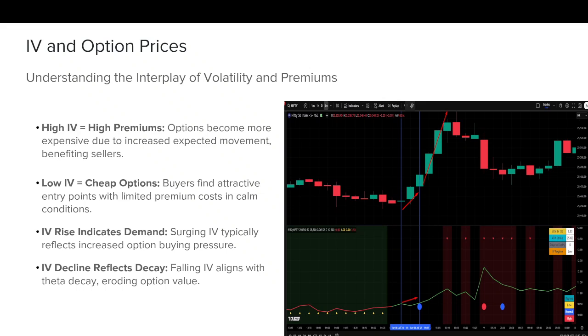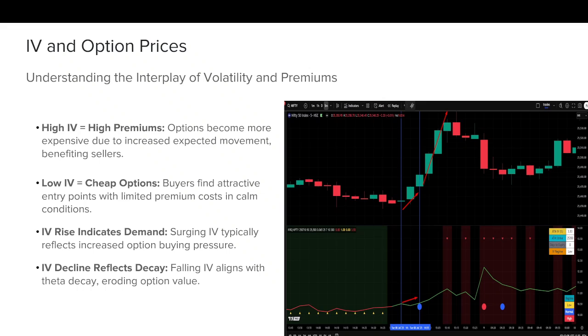Now, the relation between IV and option pricing is foundational in options trading, whatever options you trade. When IV is high, option premiums inflate because the market anticipates larger price swings. This benefits sellers as they can collect substantial premium for taking on the risk of volatility. In contrast, low IV regimes offer cheaper options. Buyers entering positions in such environments are betting on unexpected volatility arising later. If the volatility does materialize, the options gain value rapidly due to the embedded leverage in the price movement.